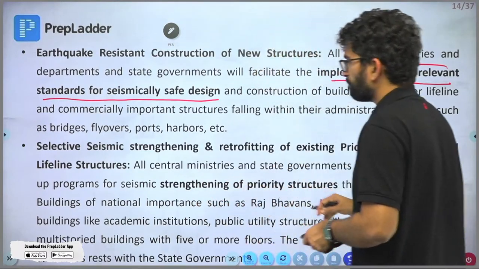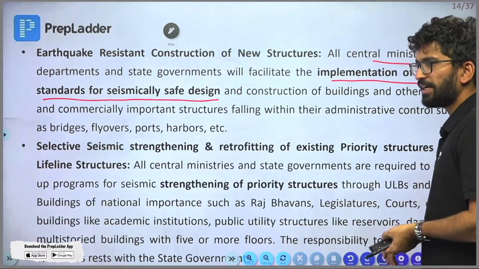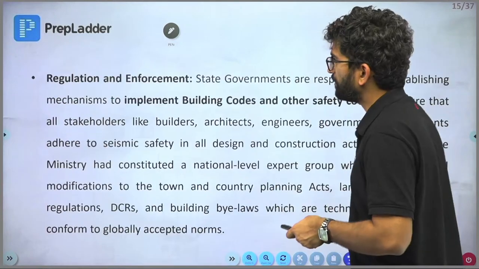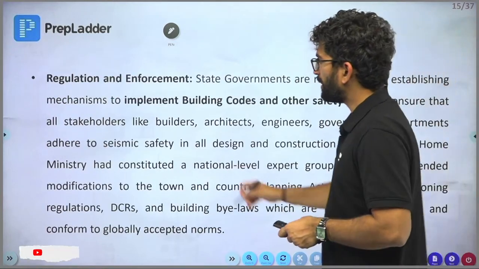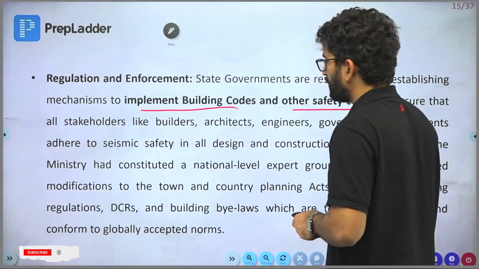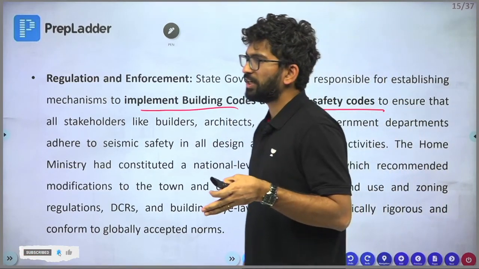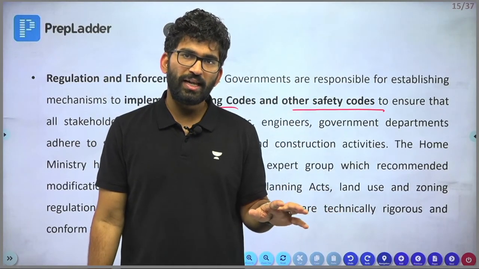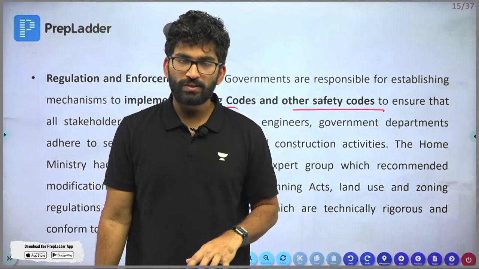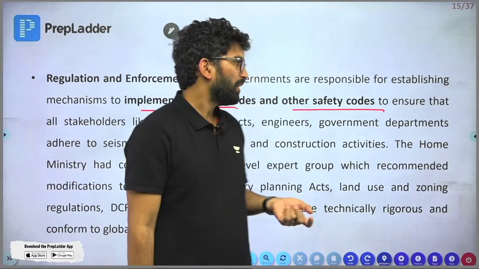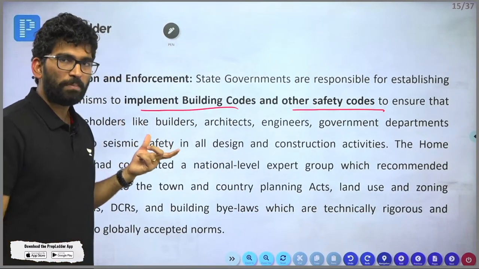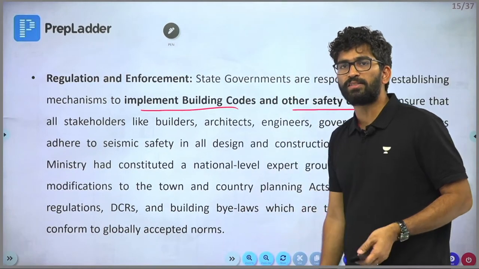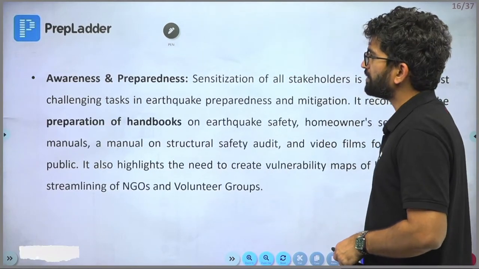Selective seismic strengthening. In selective seismic strengthening, as I said, lifeline structures and old buildings need to be made stronger. Regulation and enforcement: implementing, for example, building codes and other safety codes. Some ground rules will be decided, that if an earthquake comes, whom to protect first and whom to protect later. At the same time, which buildings are more important? Evacuation, if it has to happen, in which region it will take place, where exactly people are supposed to go and all.